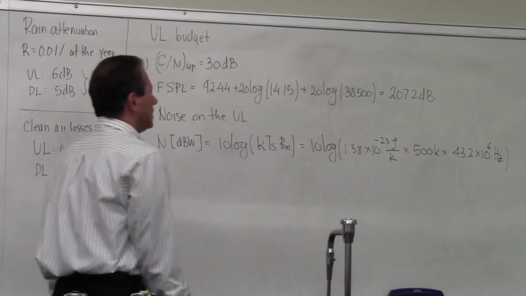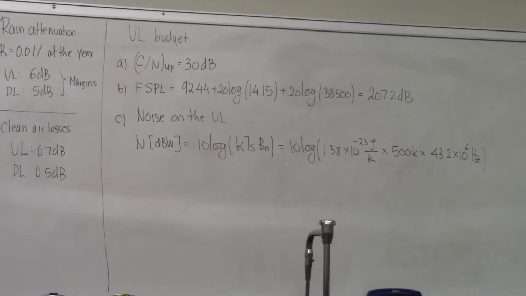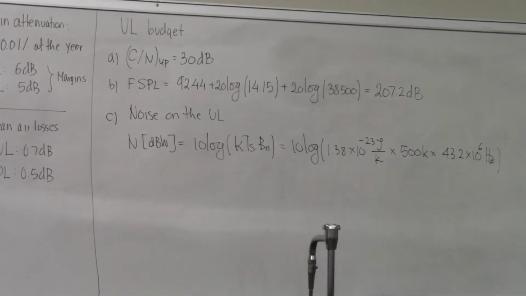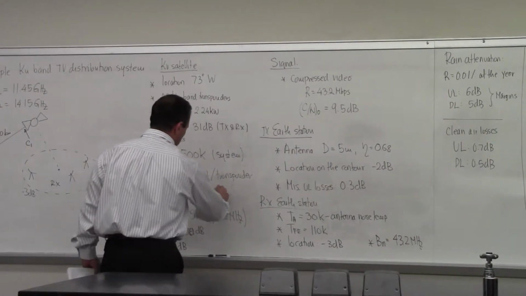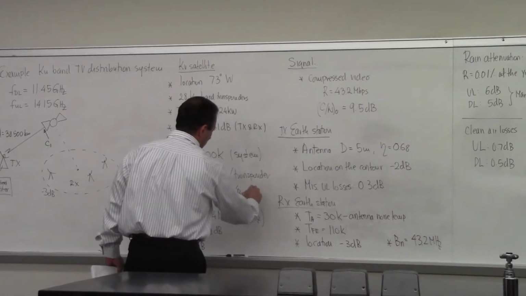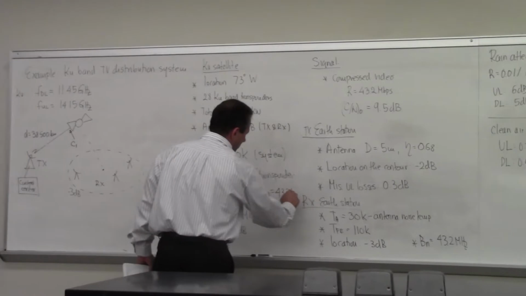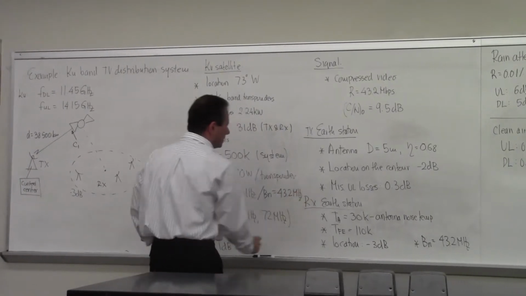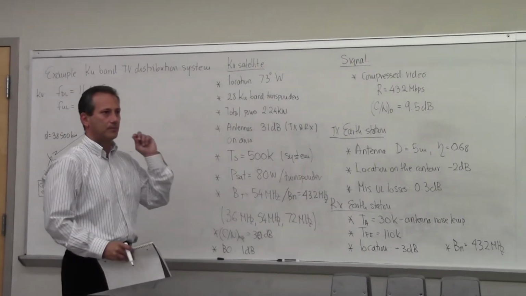So that's the noise bandwidth. Why is the noise bandwidth different than the bandwidth of the transponder? So this is the transponder bandwidth, not the noise bandwidth. Noise bandwidth is 43.2. Why is there a difference between these two?